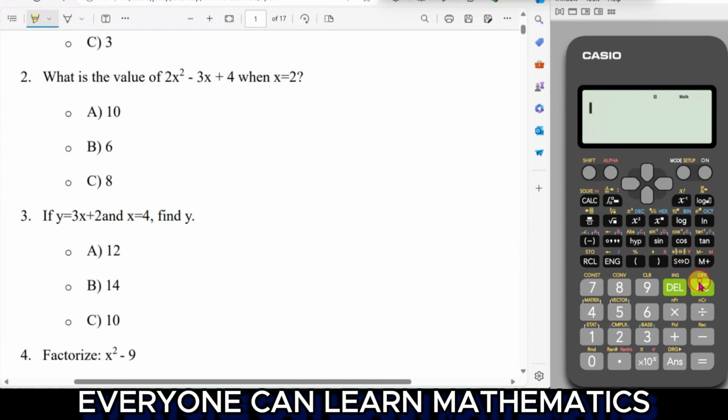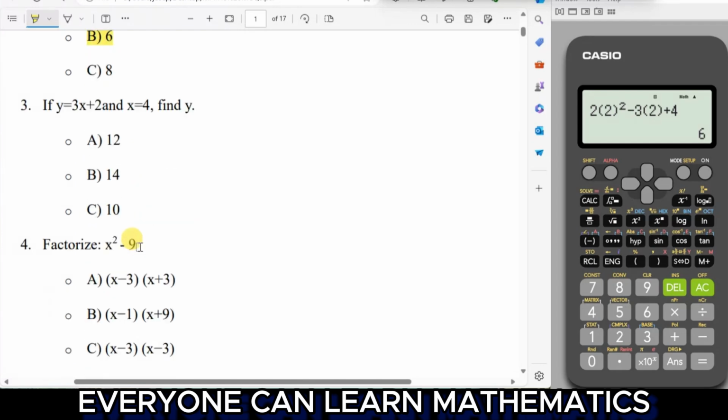Okay, so we use the calculator, then we do that. So we have 2 in the bracket. We are replacing it with the value of x here, which is 2. So now x is 2 and the squared, minus 3x, and x is 2. We replace with this, plus 4. And you press your equal sign. And the answer is 6. So we have B.